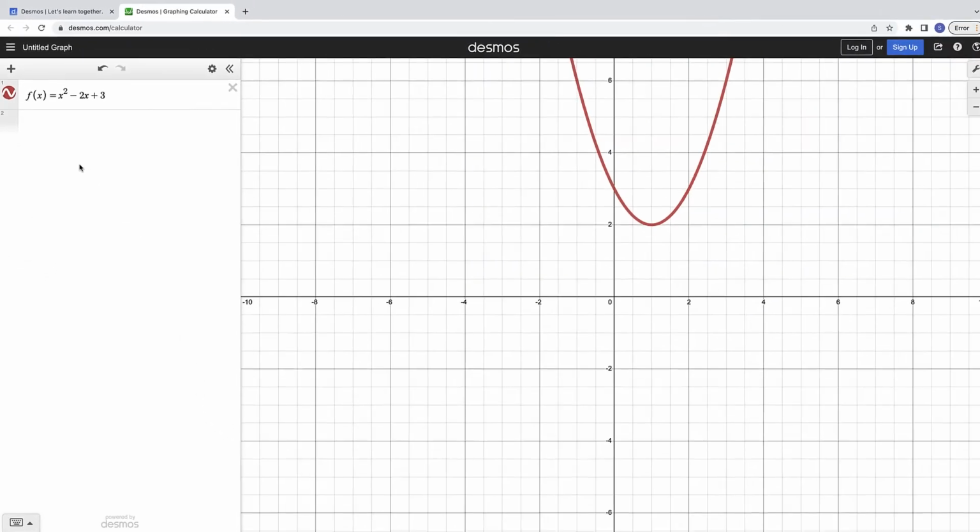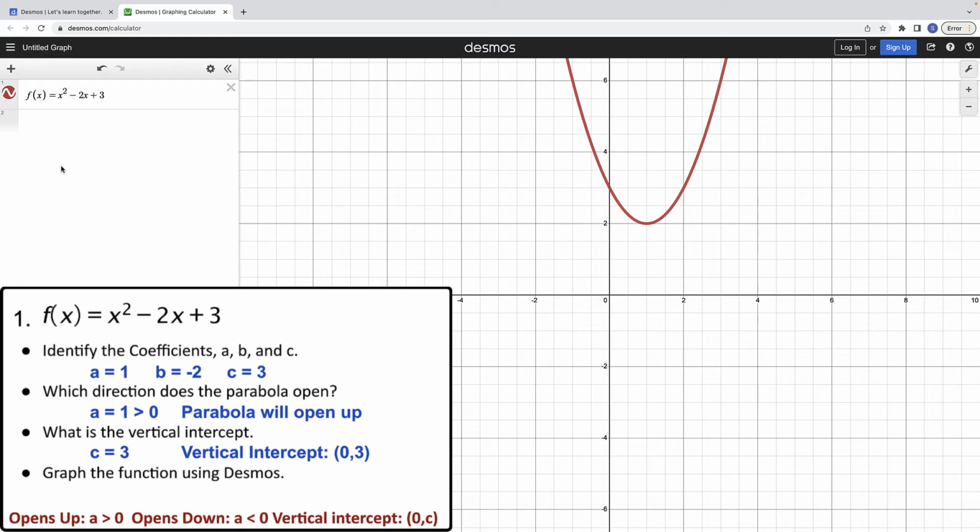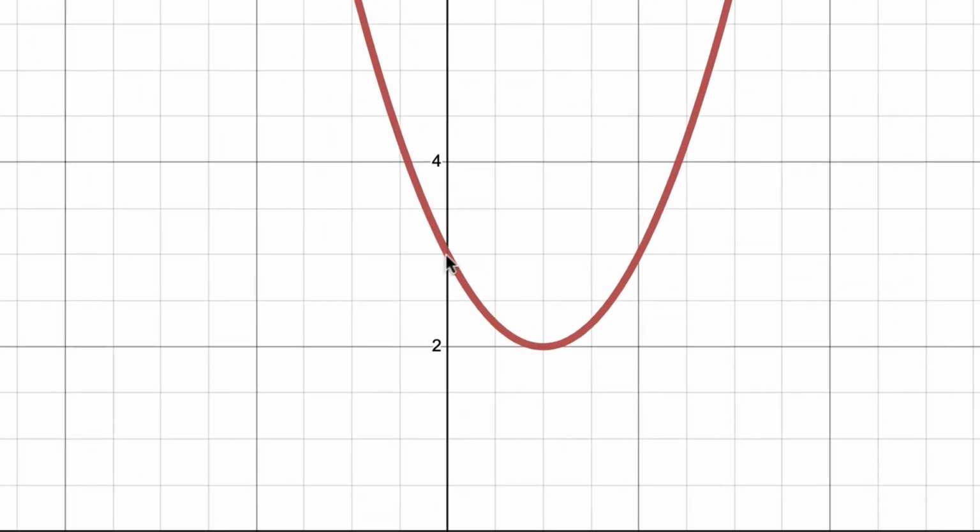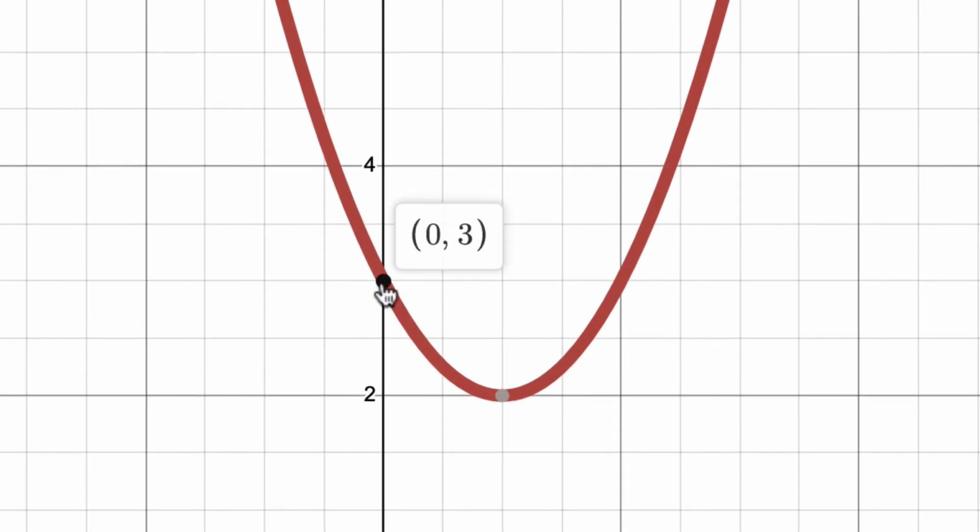Earlier we said because the leading coefficient a was 1, which is greater than 0 or positive, this parabola was going to open up, and indeed this parabola does open upward. We also said that since the constant term c was 3, it had a vertical intercept at 3. We can verify this information using Desmos by simply clicking on the vertical intercept on our graph. When I click to reveal the coordinates, I see the vertical intercept is the coordinate point 0, 3.